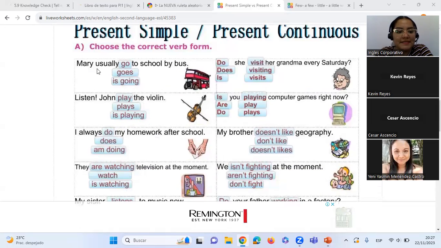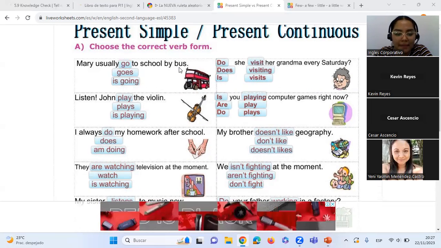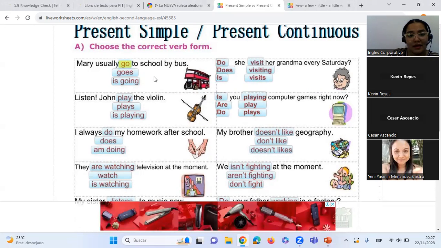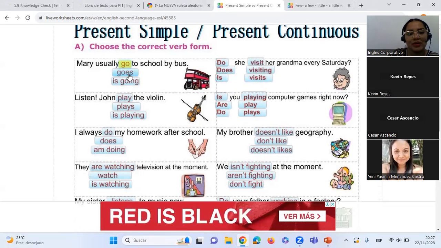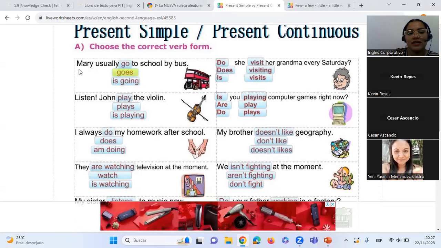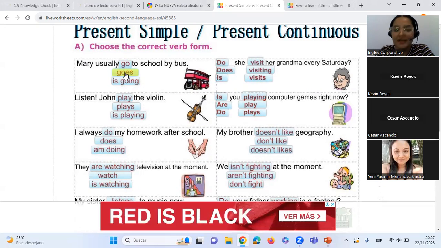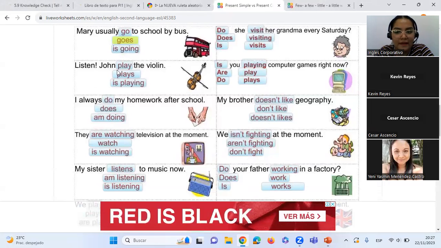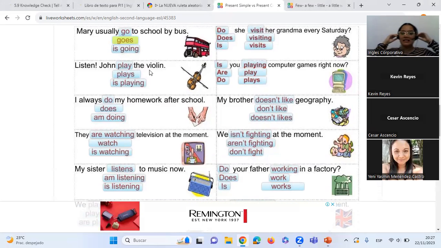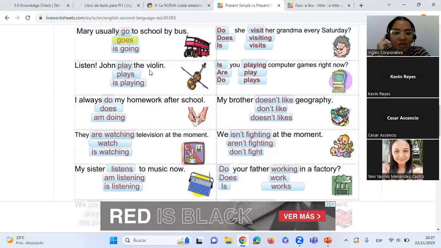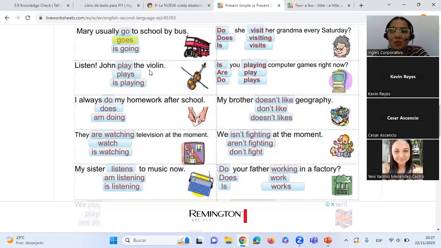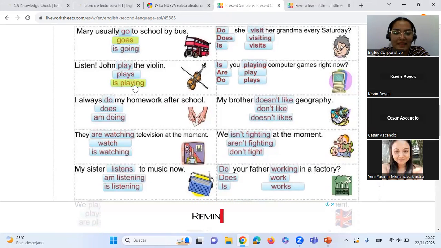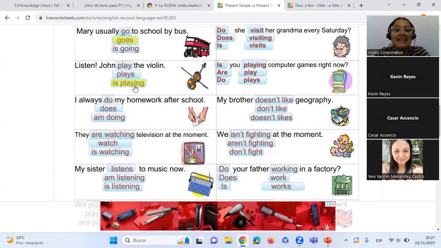All right. Let me see. Mary usually to school by bus. Ok, do you think it's go? Yes, go me. You said something really important, and it's goes, because we are talking about Mari, y con la tercera persona we add es. All right, perfect. Listen, John play the violin. Okay. Play sería. Place? Are you sure? Because it is saying like, listen, okay, listen, John, the violin. Que como que en el mismo momento le dicen, listen, John is playing the violin. Does it make sense? Sí, sería ahí. Sí, right? Sí, tiene sentido. It makes sense.